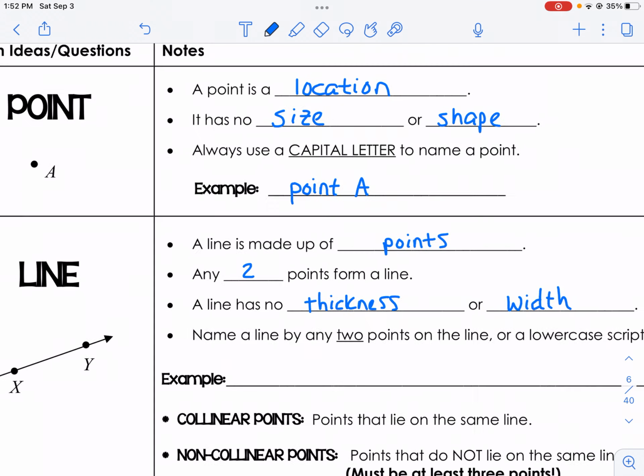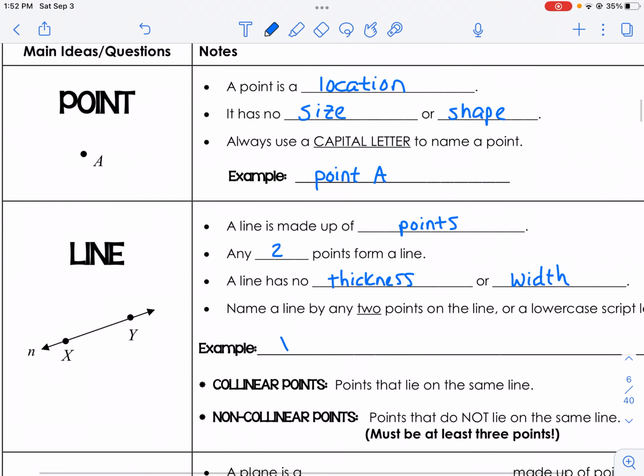Typically what we'll do, like for this line on the left over here, we'll call this line XY with this little line symbol above it. The arrows are important because lines go on forever in both directions. We could also call this line n. We could also call it line YX. But I would say this is probably the least useful. The reason why is because there's a little lowercase n over here that will not always be there for a lot of situations, and so typically we'll use 2 points.